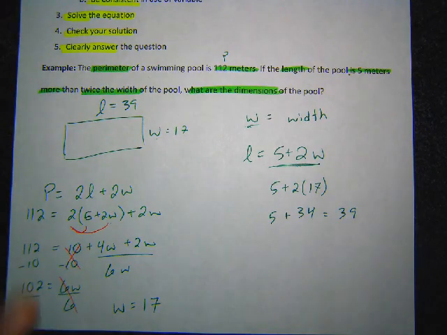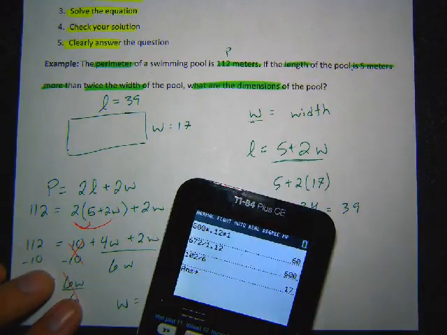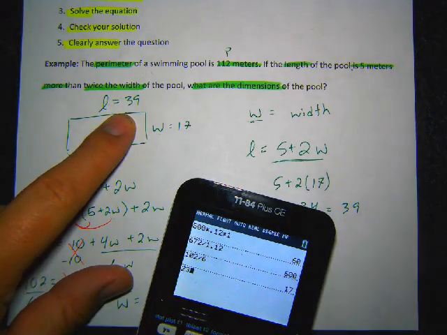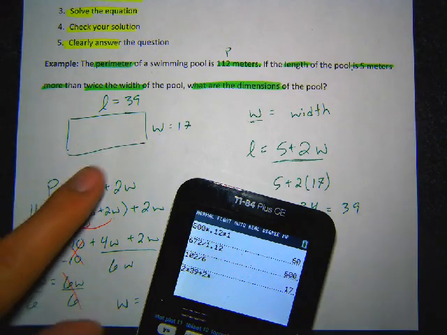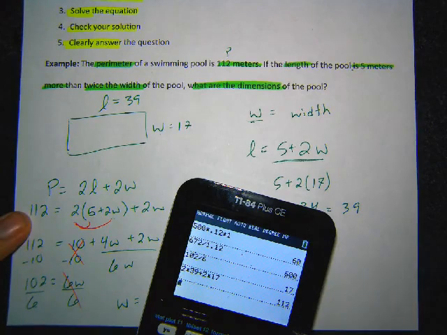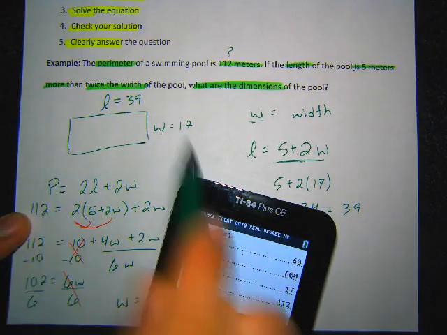So if I take 2 lengths plus 2 widths, I should get my 112 perimeter. So if I do 2 times my length, 2 times 39, plus 2 times the width, 17, that should give me 112. So it works. It makes sense. This is valid. We do get 112 if I do 2 39s and 2 17s, the whole perimeter.